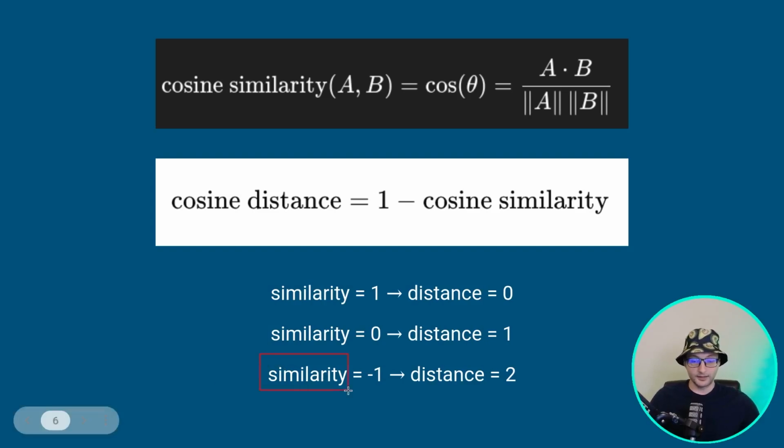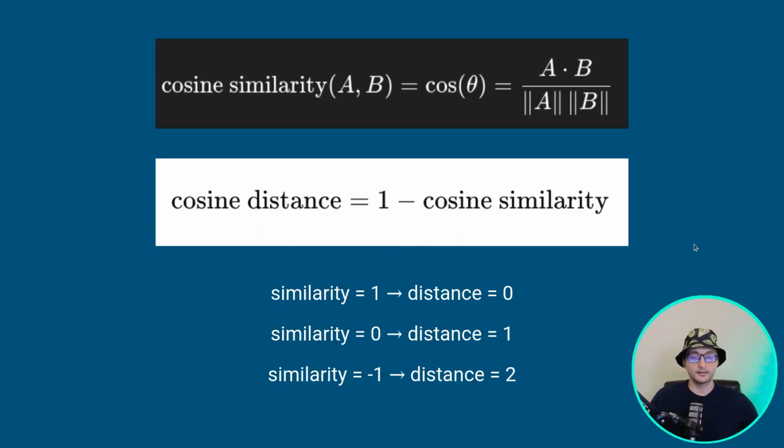Now, if we look at the last option, the other end of the range, similarity is -1, distance will be 2. In this case, the angle between the two vectors will be 180 degrees. So the two vectors are opposite of each other in terms of similarity.